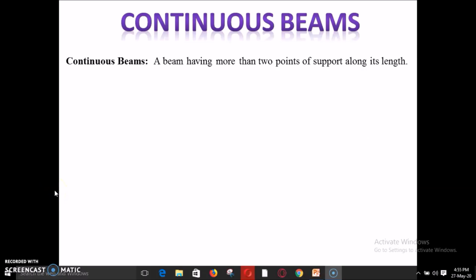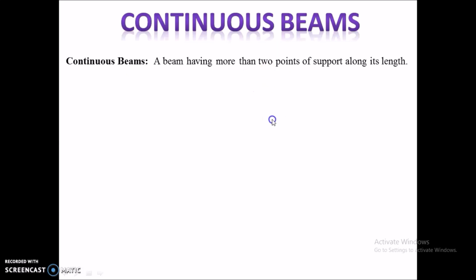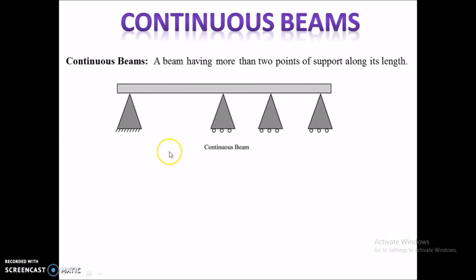Hello everyone. In this class, I am going to explain the analysis of continuous beams. So, what is a continuous beam? A beam having more than 2 points of support along its length is called a continuous beam. So, this is a beam having supports at more than 2 points. Here in this beam we have supports at 4 points. So, this is an example of a continuous beam.